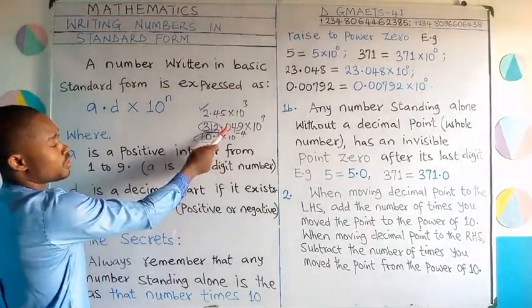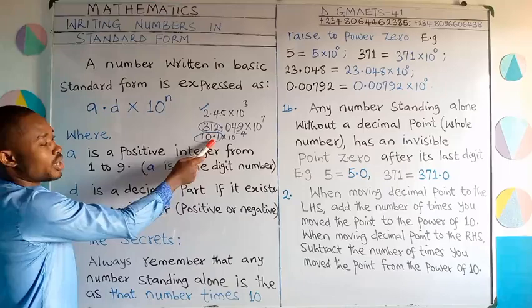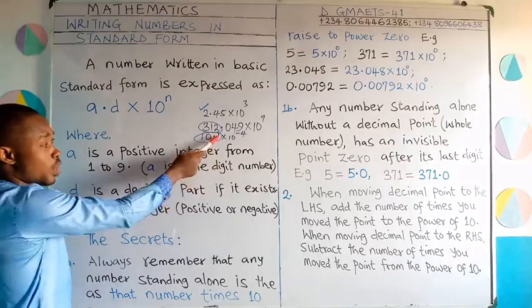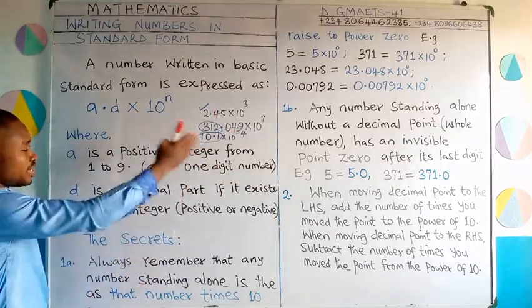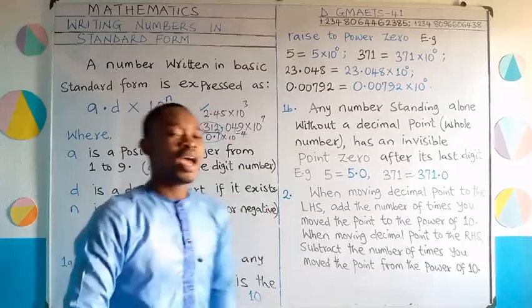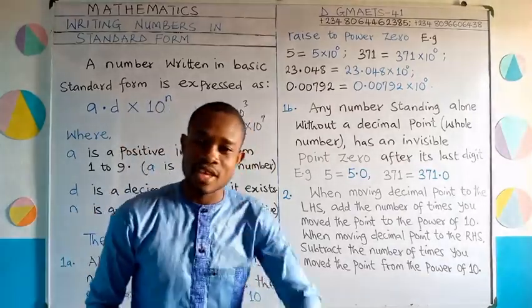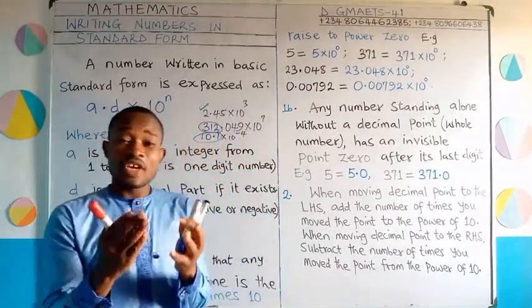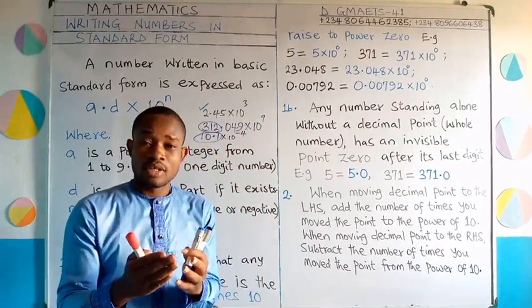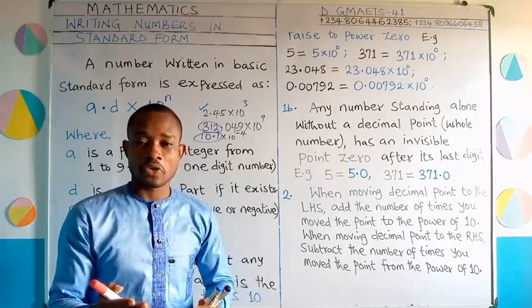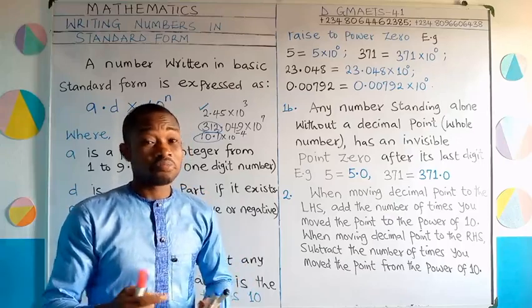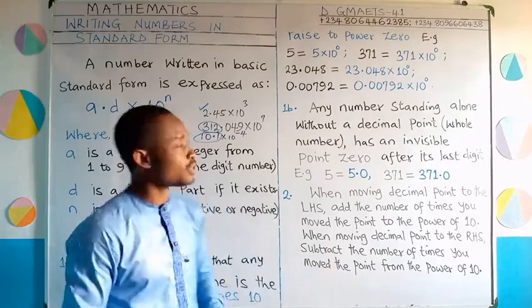Here, our D is 0.049. Here, our D is 0.1. That is 1. Is that okay? Here, 0.49. Here, 0.45. So D is simply the decimal part if it exists. I use the phrase "if it exists" because I can give you a whole number to write in standard form, and you would see that the decimal part may not exist.